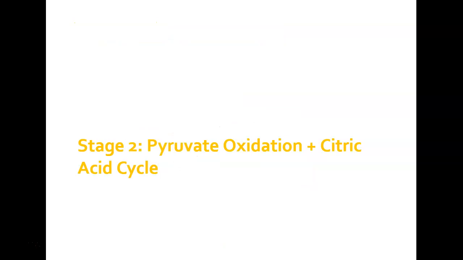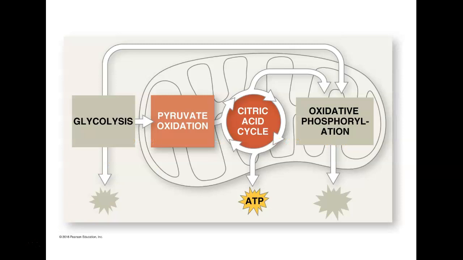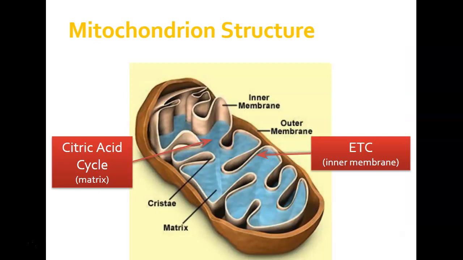All right, so now we're on to stage 2. So there's this weird little intermediate step called pyruvate oxidation, and then we get to the citric acid cycle, aka the Krebs cycle. So this is finally inside the mitochondria. We've been hanging out in the cytosol up to this point, but now we're actually entering the mitochondria to make more. This step is going to happen in the matrix, so that's kind of the fluid inside the membrane.